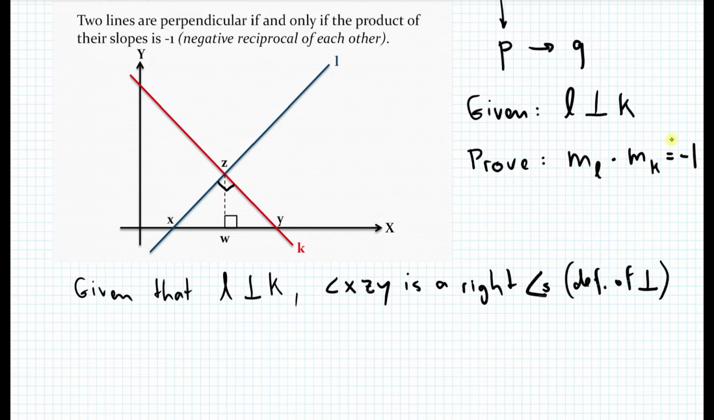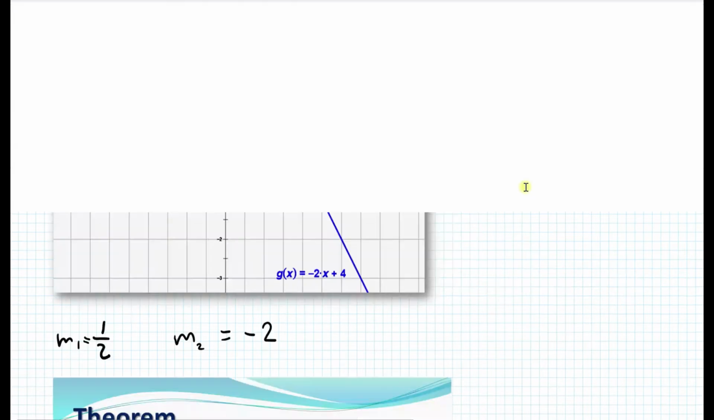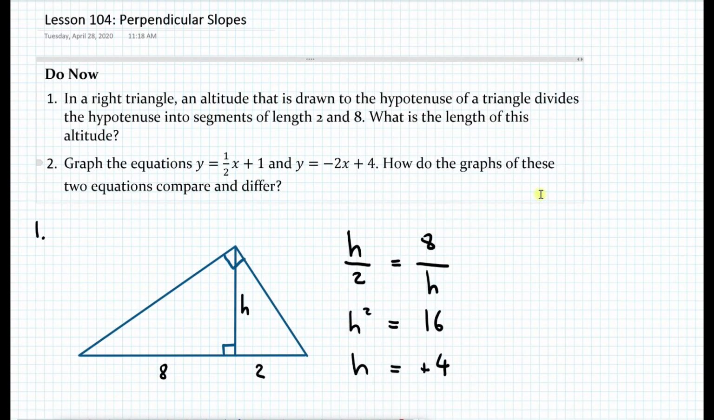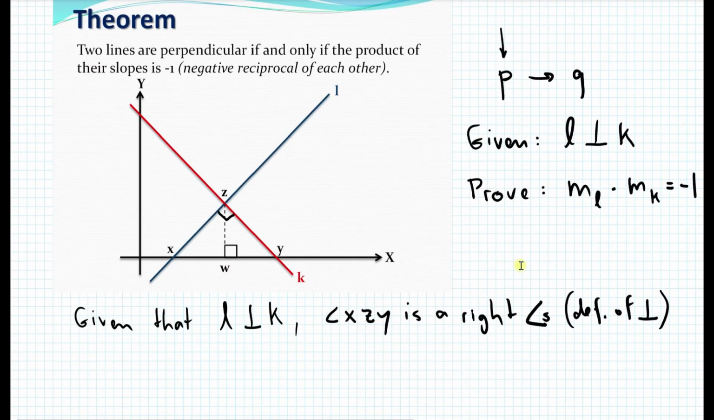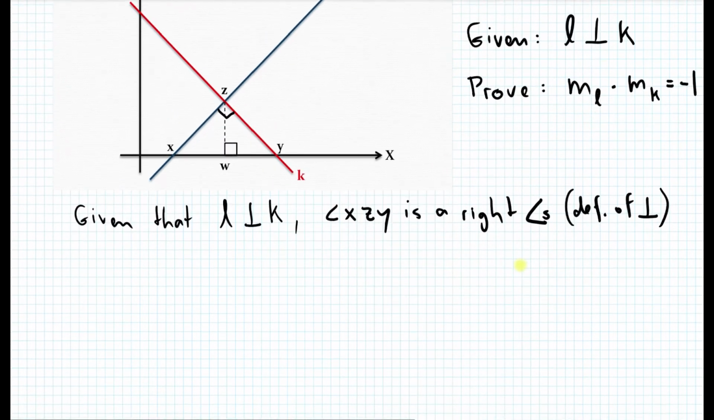Now, if you look at this problem here, how is this problem similar to what we did in the do now? If we scroll back here to the do now for number 1, we had a right triangle and the hypotenuse here, okay? So we can somehow use that because here we also have a right triangle, namely triangle XZY and its altitude ZW, okay? So let's see how we can use that. But first, let's establish the slopes here, okay?